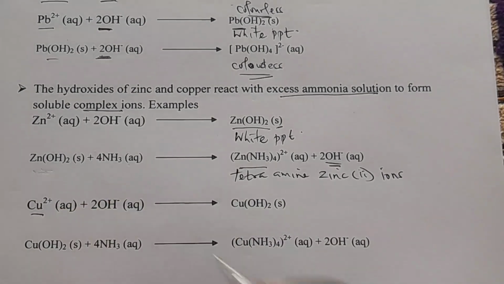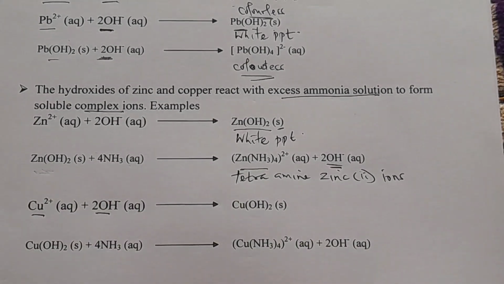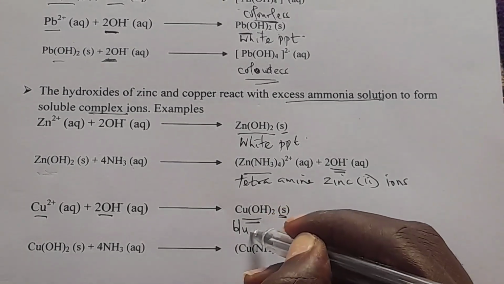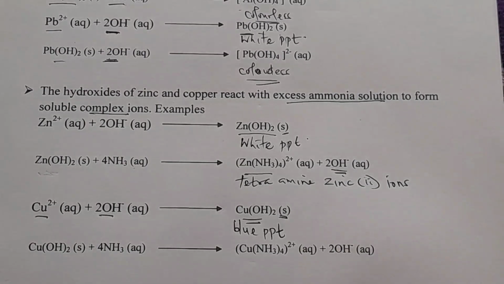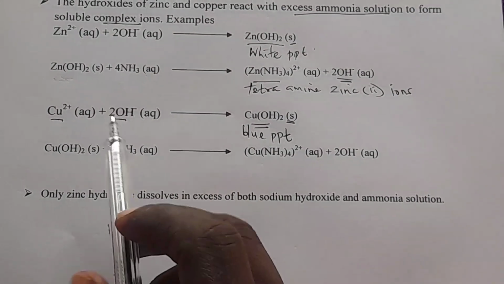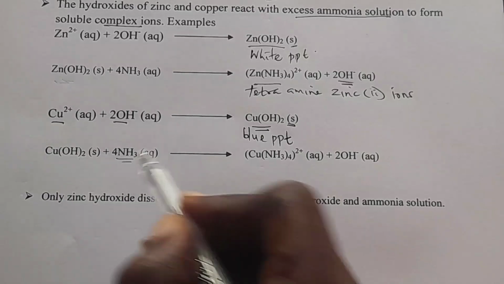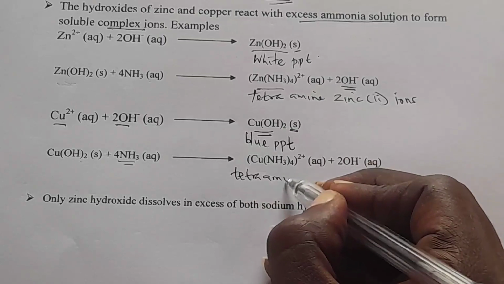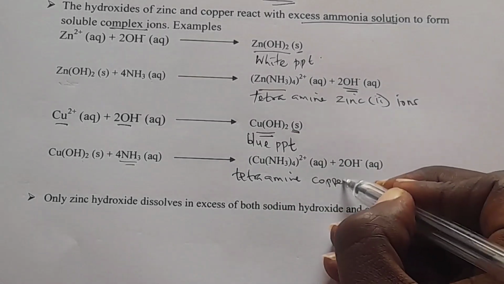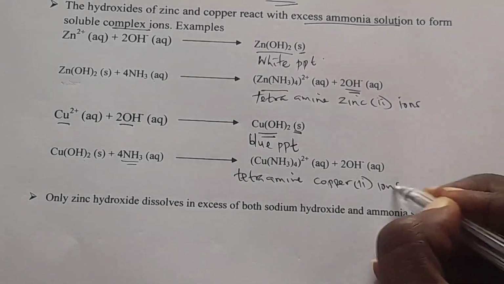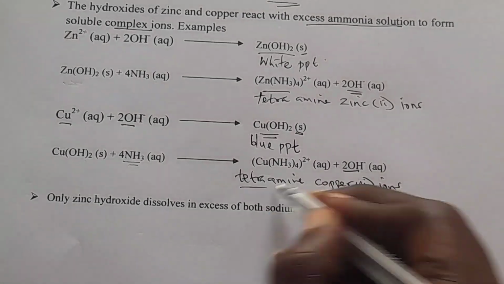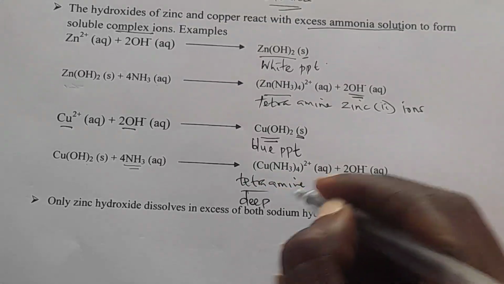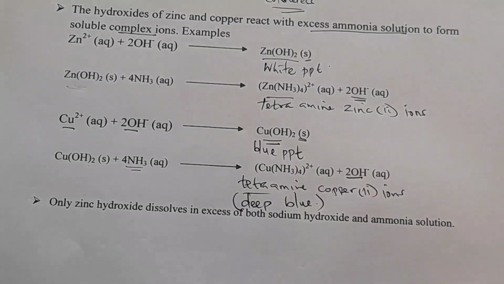So come to copper. Copper 2+ ions will react with hydroxide ions to give you copper 2 hydroxide. This is a precipitate, but the color of the precipitate here will be a blue precipitate. If you take that blue precipitate and add excess aqueous ammonia, we are going to get tetraamine copper 2+ ions and also hydroxide ions. What is the color of this tetraamine copper 2+ ion? It will be deep blue in color.